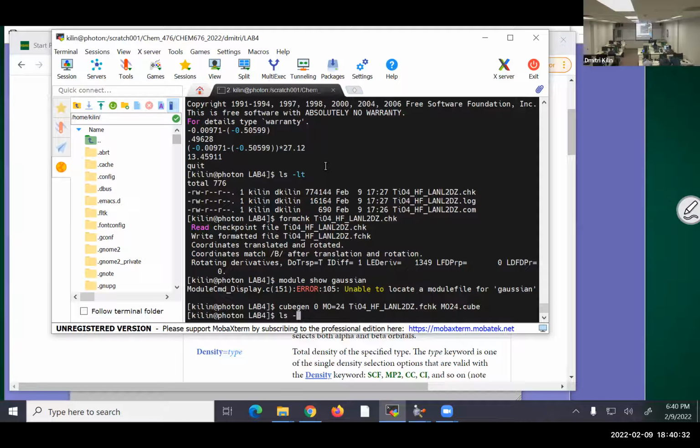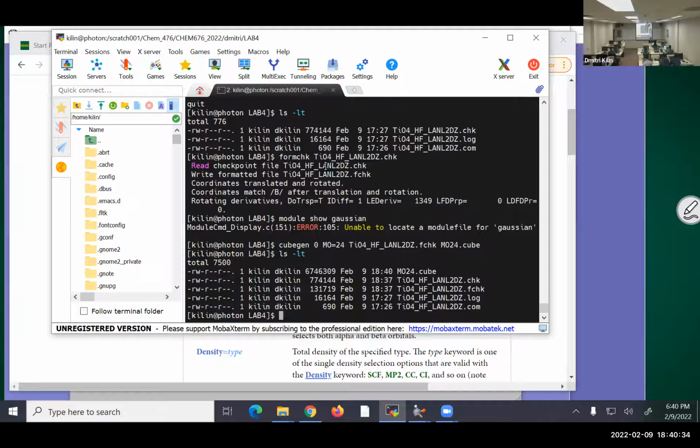Now I'm doing ls -ot. So it shows that there appeared a new file, mo24cube. And you may observe by looking on the fifth column that it is bigger than input file, bigger than output, bigger than check, and bigger than form check. So this cube file is, I wouldn't say terribly huge, but it is like 6 megabytes compared to a few kilobytes before.